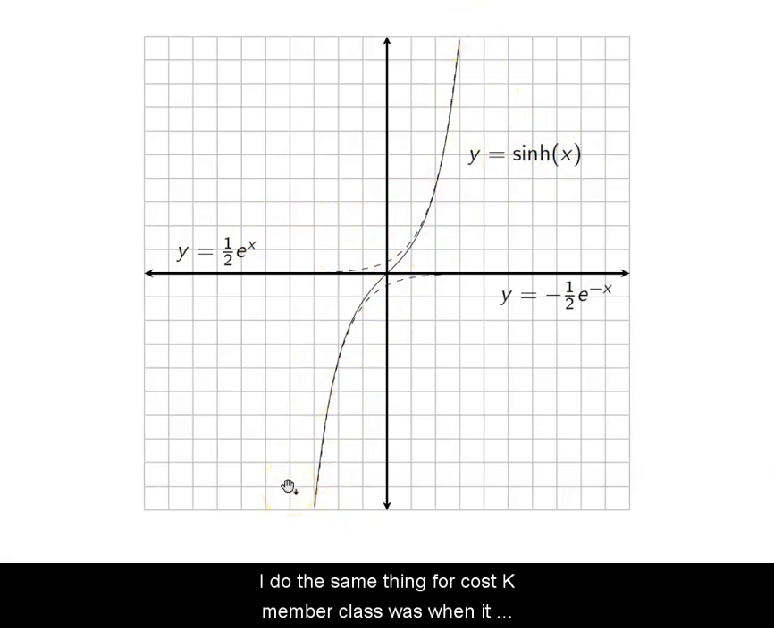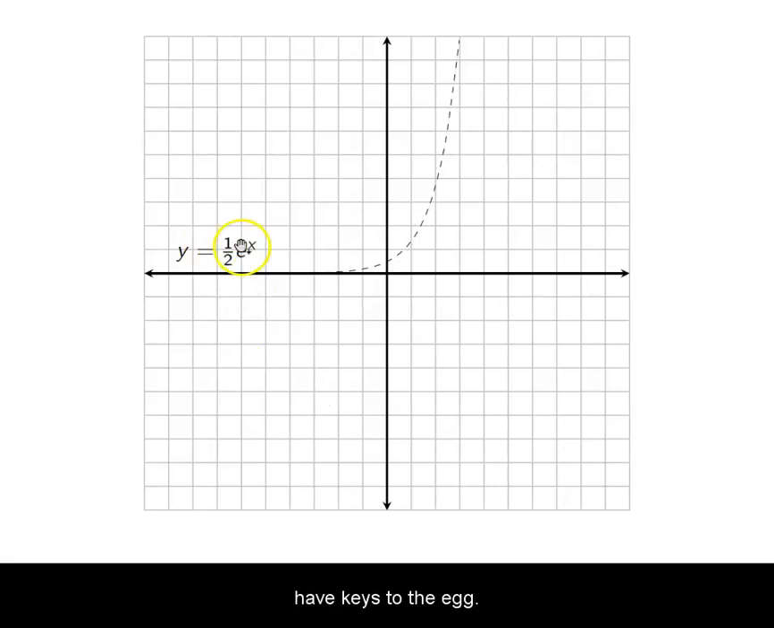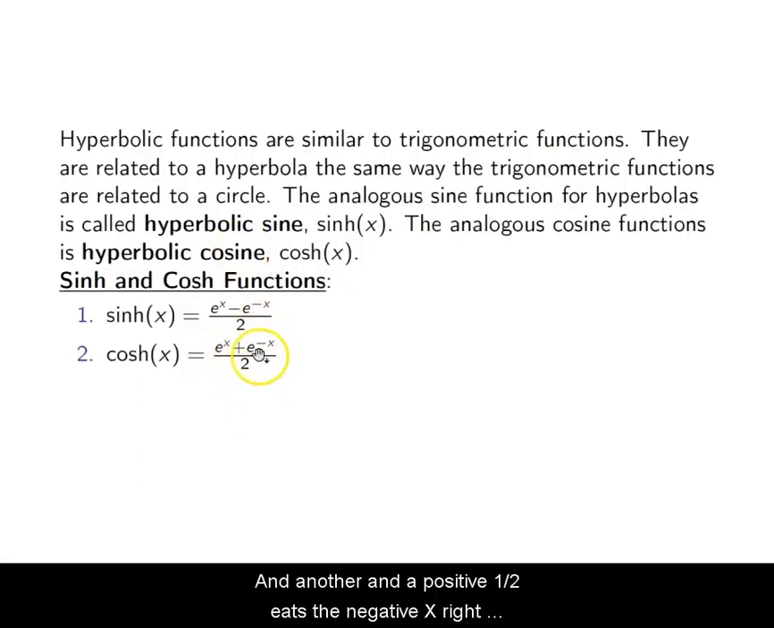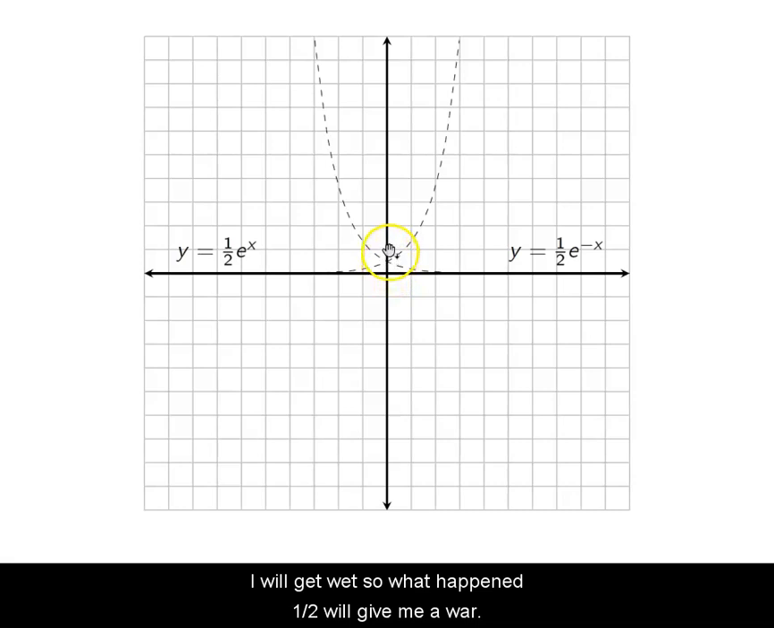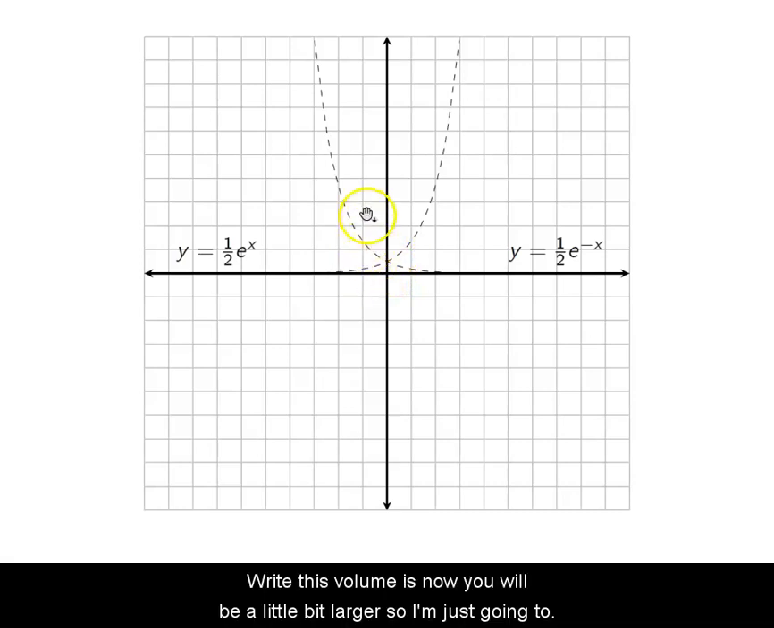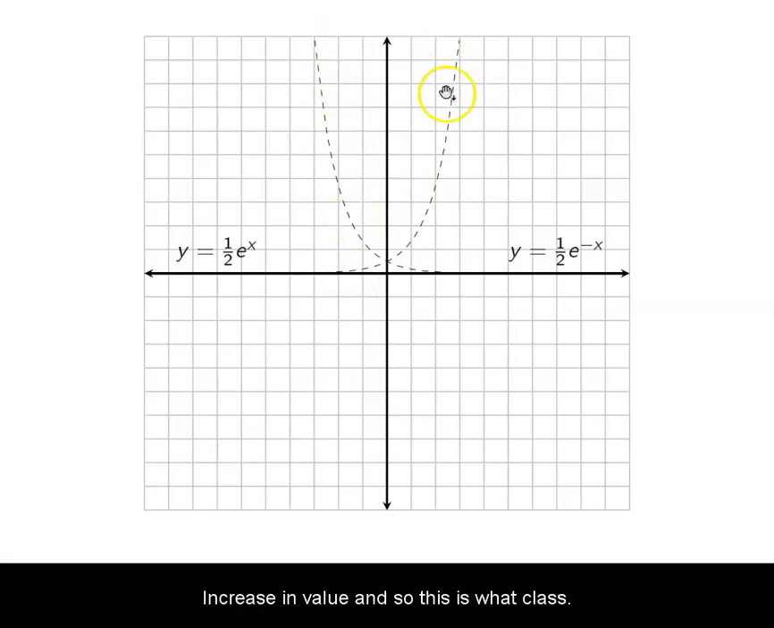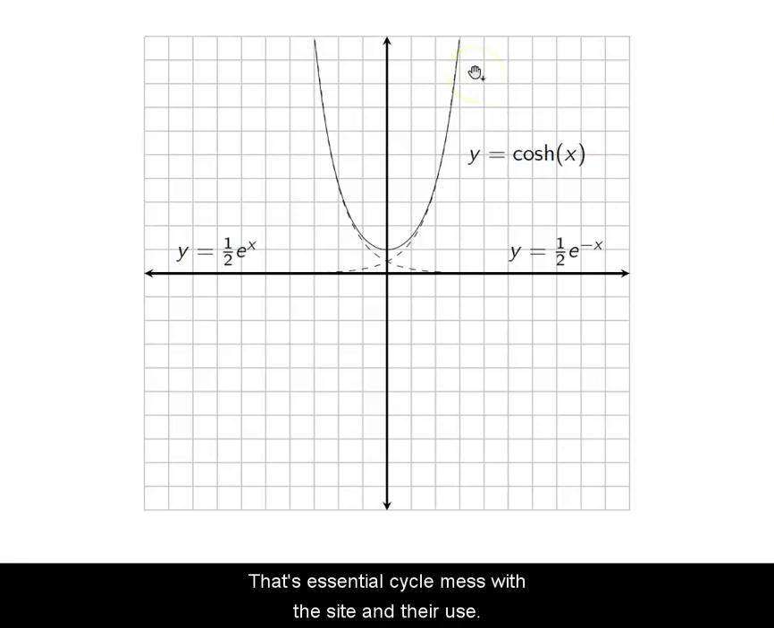If I do the same thing for cosh, remember cosh was 1/2 e to the x and a positive 1/2 e to the negative x. I'm going to add those together as well. The 1/2 e to the negative x is going to rotate this across the y-axis. And if I add those together, 1/2 and 1/2 will give me a 1. This value and this value will be a little bit larger, so I'm just going to increase in value, and this is what cosh is going to look like. So that's what sinh looks like, and that's what cosh looks like. And they're functions that are made using the exponential base.